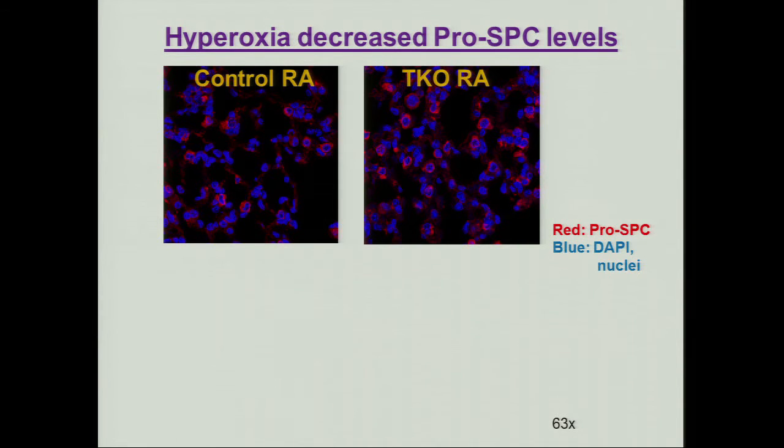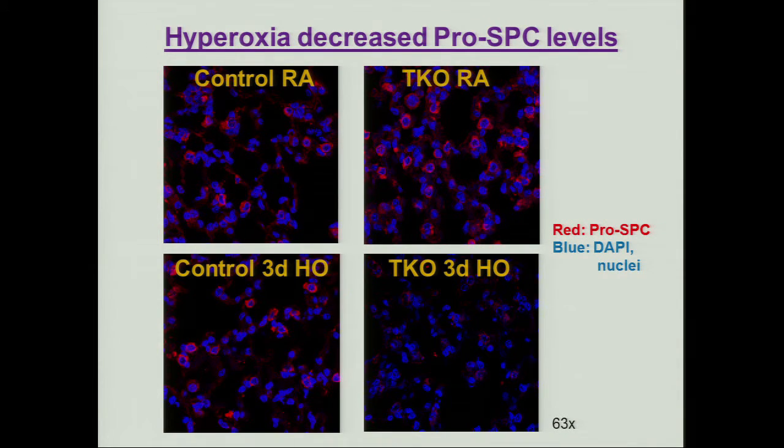What you can see here, the red staining is staining for surfactant protein C. Blue is just a counter stain for nuclei. So at baseline, under room air conditions, our control mice and the mice deficient in the TREC channel showed basically the same levels of surfactant protein C. But look what happened when we put the mice in the hyperoxia chamber for 3 days. Control mice barely showed any difference. They still showed about the same amount of surfactant as the mice that were just on room air. But in the TREC1 deficient mice, surfactant almost completely disappeared after 3 days of hyperoxic exposure.